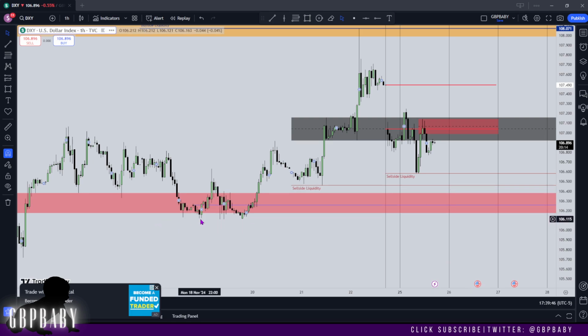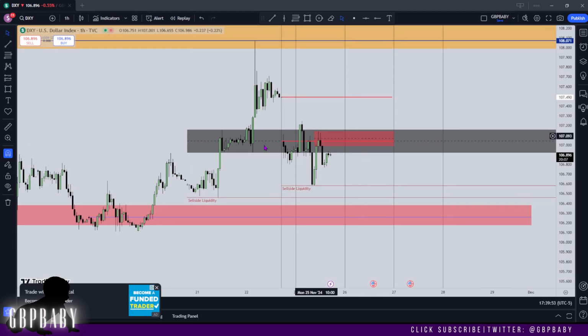Any lower than that, I'd be a little bit suspicious, but generally speaking, moving into Tuesday, I want to see us push on lower. So pretty simple. Excuse me, guys, I am quite ill right now.